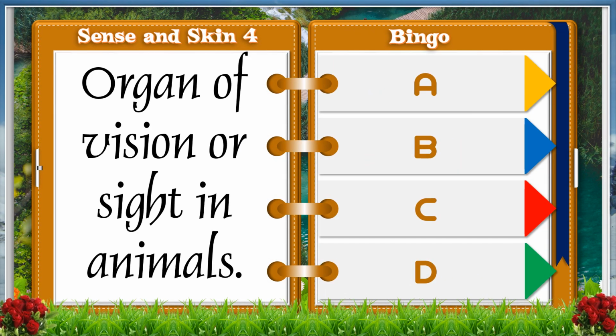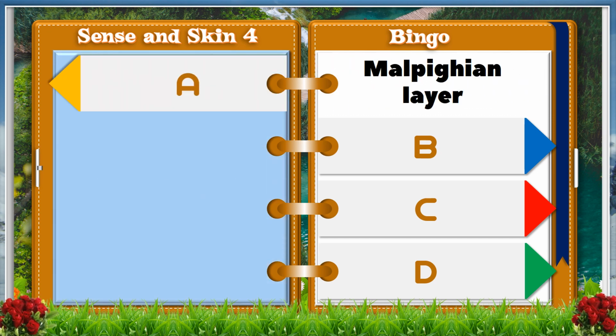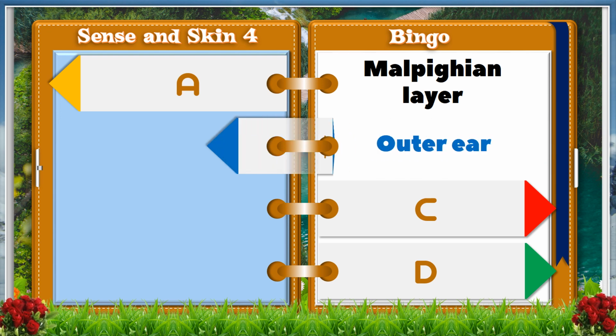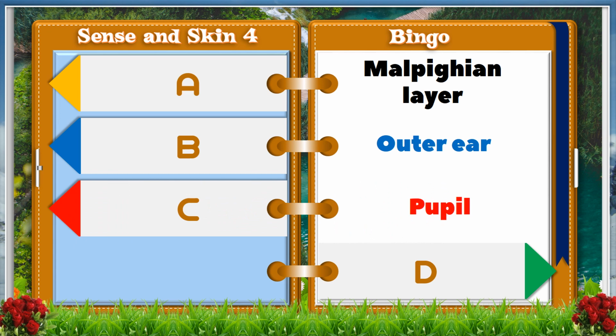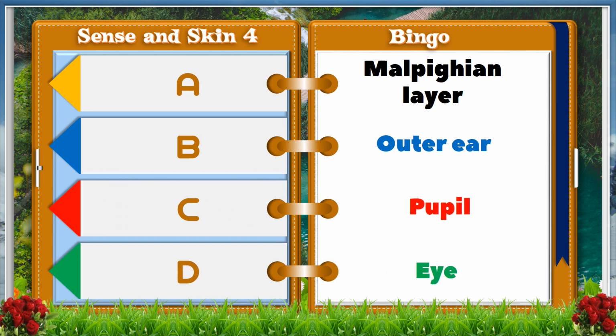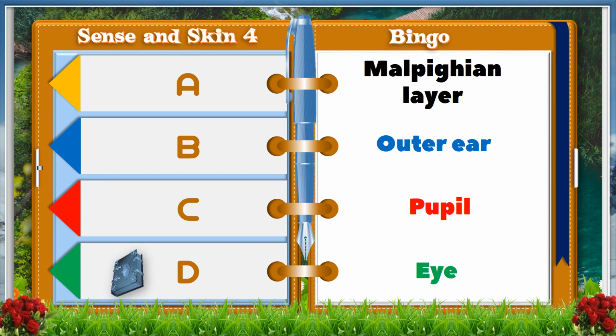Organ of vision or sight in animals. A. Malpighian layer. B. Outer ear. C. Pupil. D. Eye. And the answer is D. Eye.